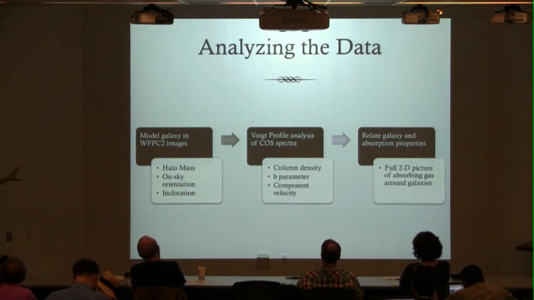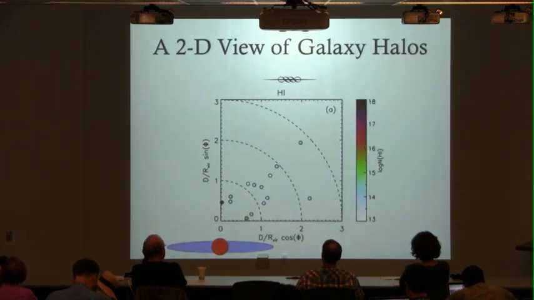The next step is Voigt profile analysis, and so what we're able to pull out from there are the column densities, the Doppler b parameters, and the individual component velocities that we're going to be looking at for these hydrogen clouds. And finally, we get to relate the galaxy and the absorption properties and try to figure out a really good 2D picture of where this gas is, and using the velocity components, how that gas might be moving with respect to the galaxy. The 2D picture looks kind of like this.